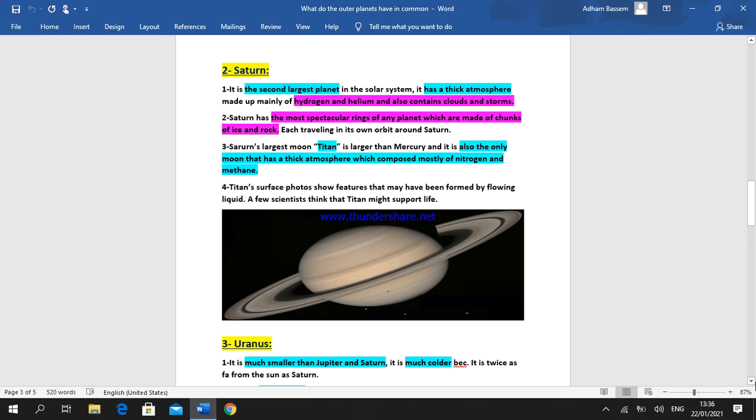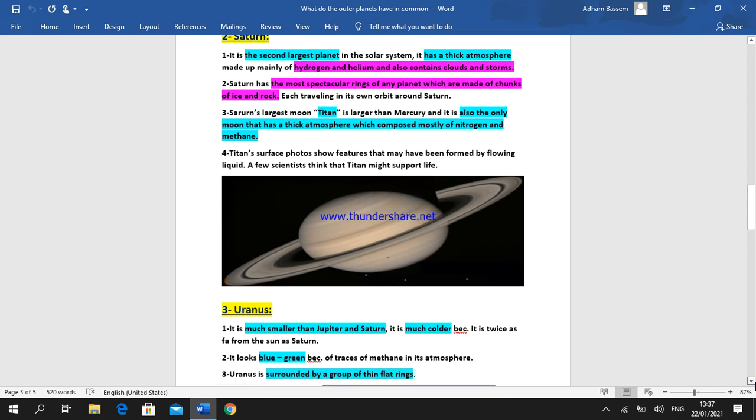Titan has a thick atmosphere composed of nitrogen and methane, and its surface photo shows the presence of flowing liquid, or flowing water, which might support life.